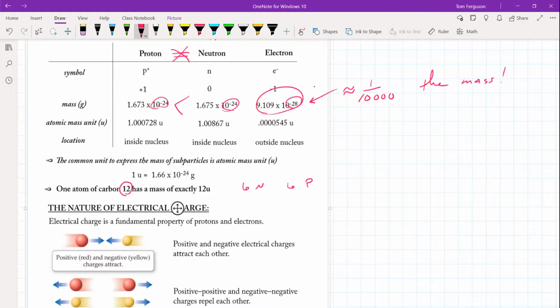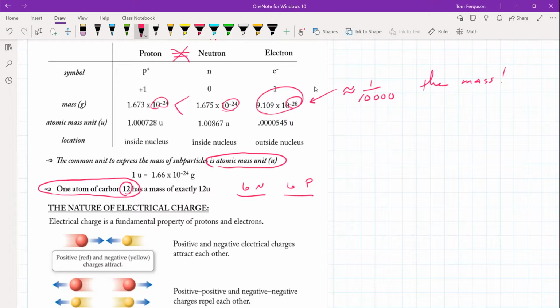Atomic mass unit, or an AMU. Instead of saying 1.66 times 10 to the minus 24, they're saying that's an atomic mass unit. So if we look at one atom of carbon 12, it is exactly 12 AMUs or 12 U's. Now, carbon 12, we're going to talk about isotopes in a minute, is made up of 6 protons, 6 neutrons, hence carbon 12.